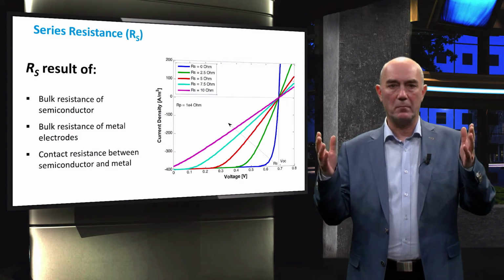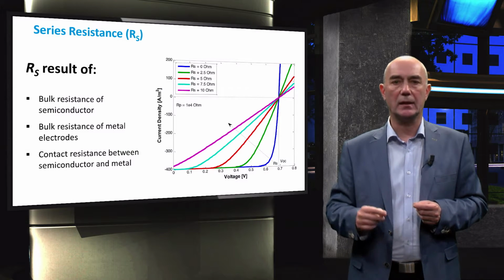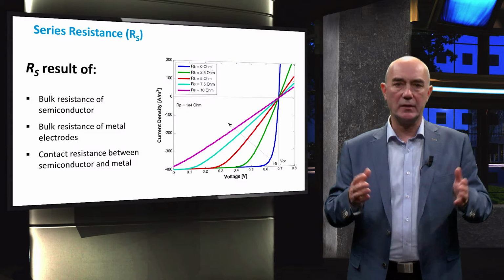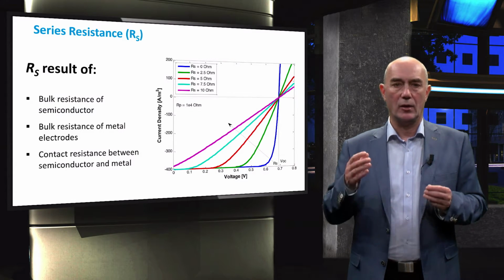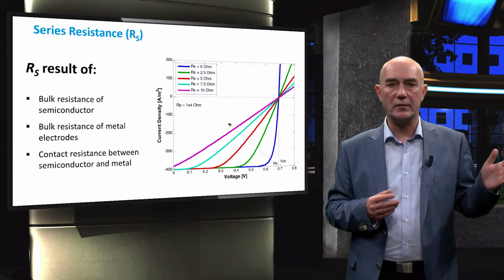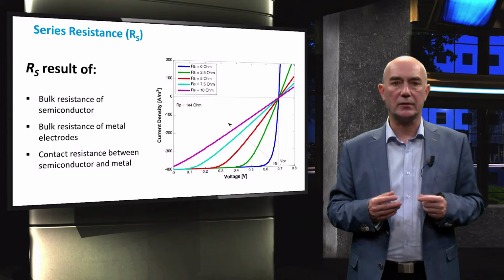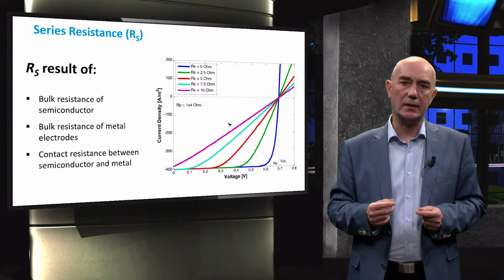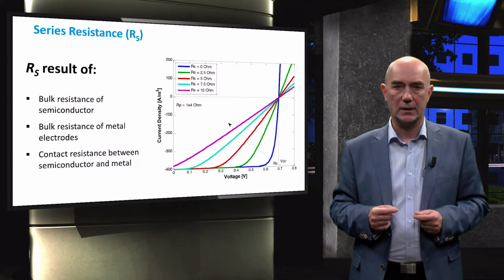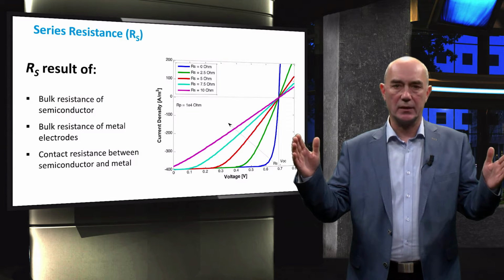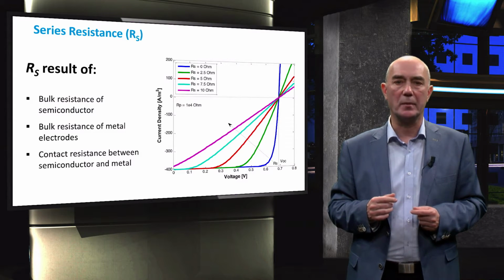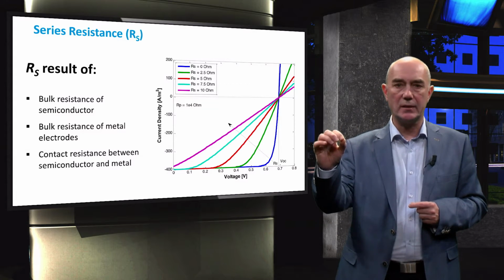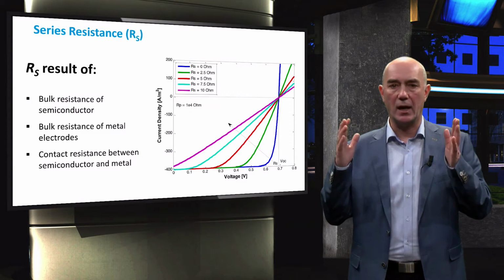The resistances of bulk semiconductor material, metal electrodes, and contact between semiconductor and metal result in the series resistance in a solar cell. On the right, the effect of the series resistance on the JV curve and the fill factor is shown. The JV curve of an ideal solar cell is represented by the blue curve in the figure. The larger the series resistance, the less steep the slope at the open circuit voltage, and the smaller the maximum power point. Hence, the series resistance should be as small as possible to have a high fill factor.